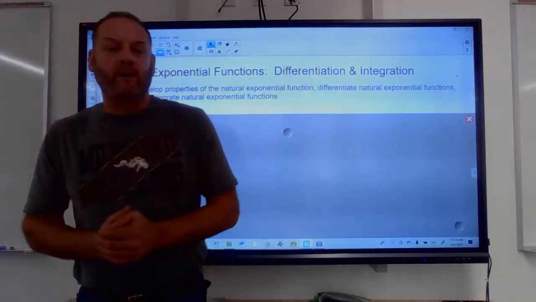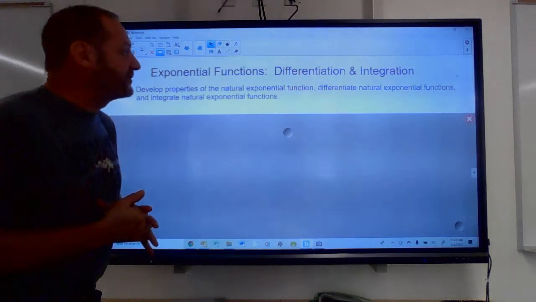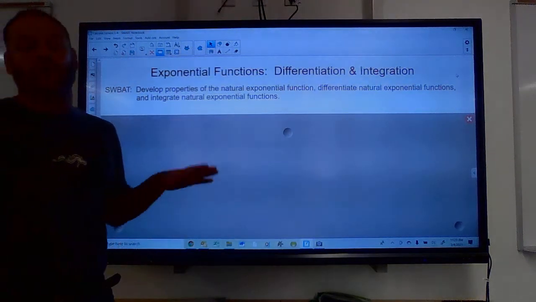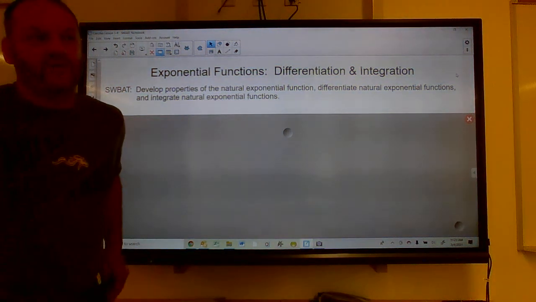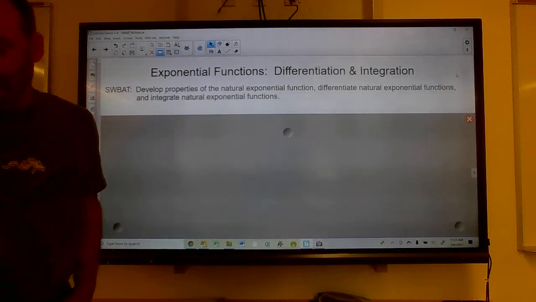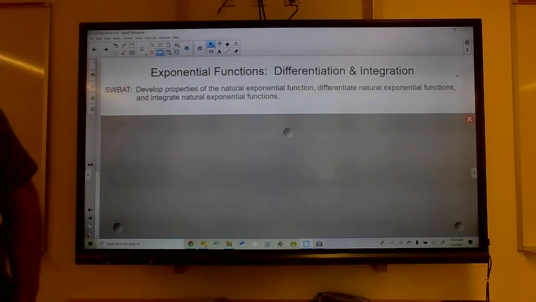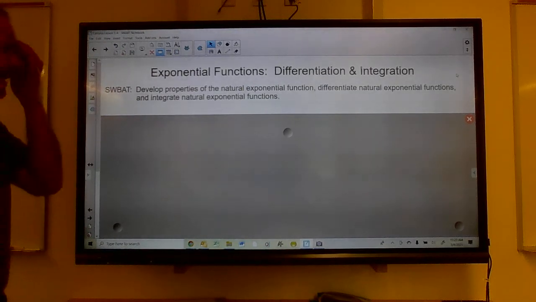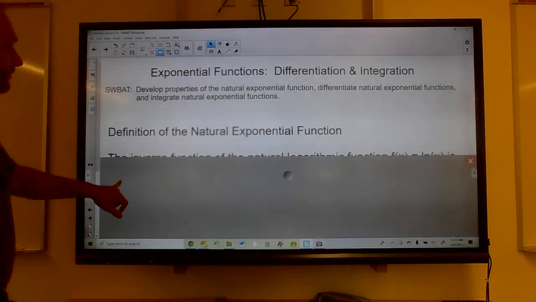Okay, today we're going to talk about exponential functions, differentiation, and integration. Some of this at the beginning is going to be review from pre-calculus. So if you didn't get it last year, this is your chance to make it up and make sure that you got it down carefully.